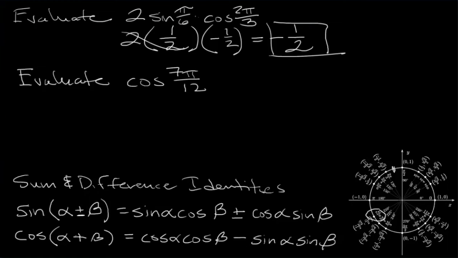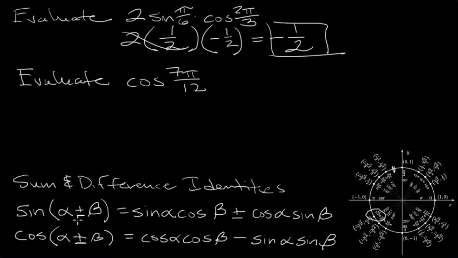Okay, and so that is the identity for cosine. So when you add them, you end up subtracting. And so for subtraction, if I wanted to do subtraction, what do you think this is going to turn into? It's going to turn into plus.